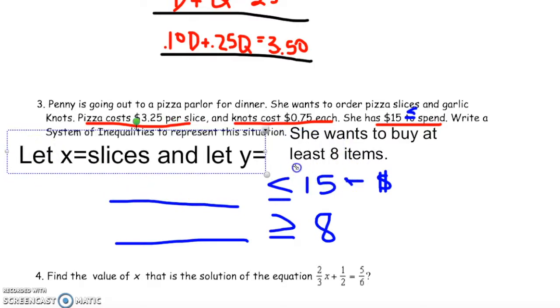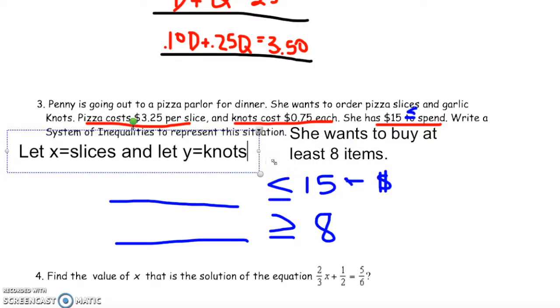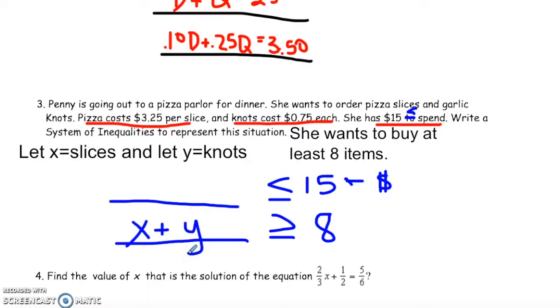Okay, garlic knots. So the number of pizza slices and the number of garlic knots that I purchase, we want it to be at least 8 items. But now I know that pizza is $3.25 each, x, plus 75 cents y.